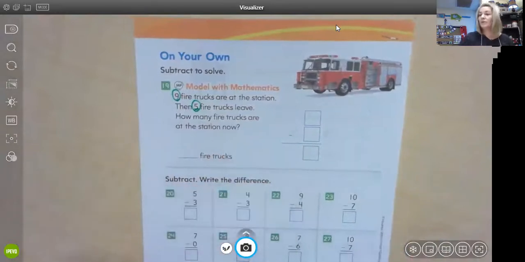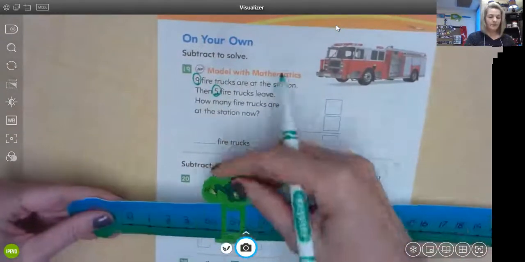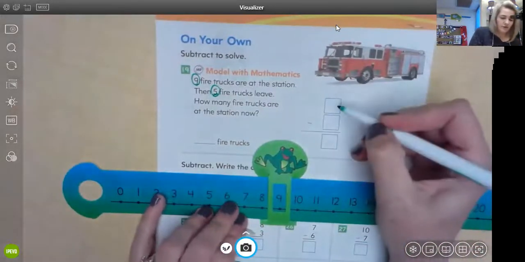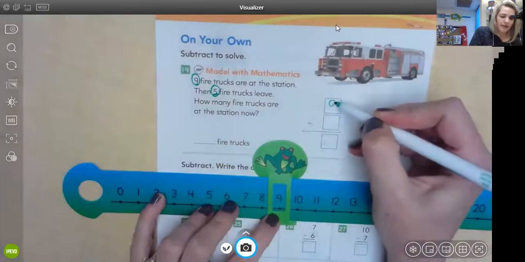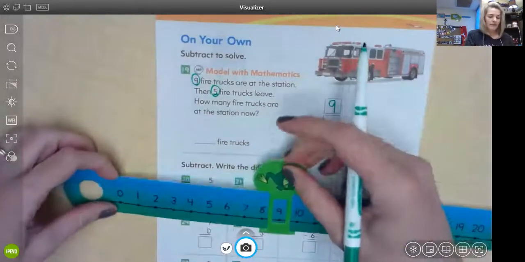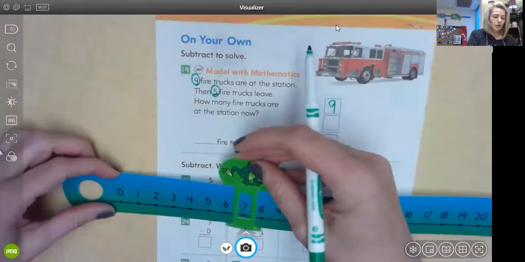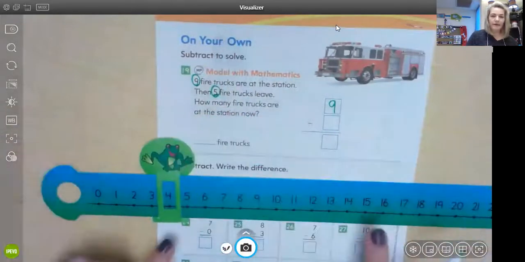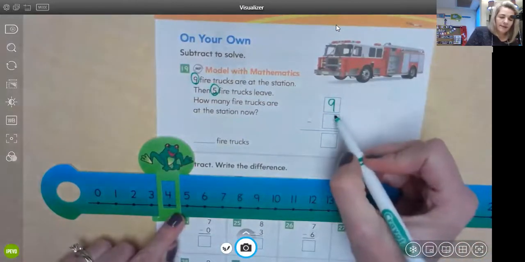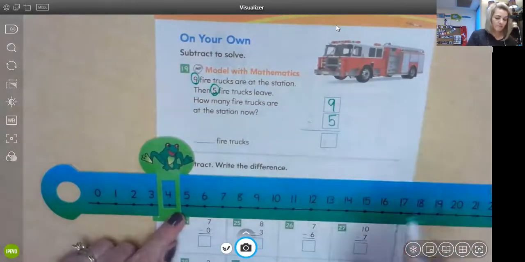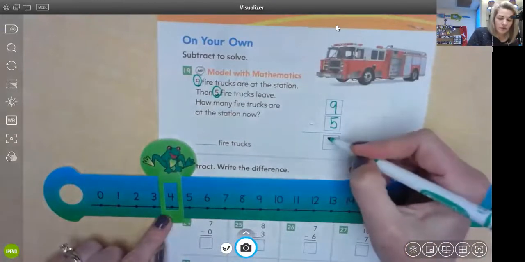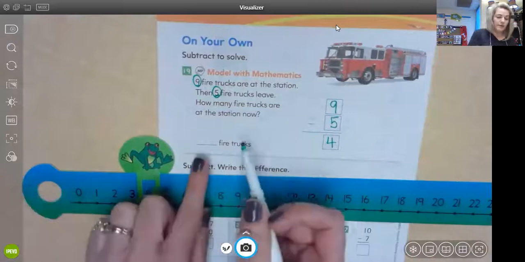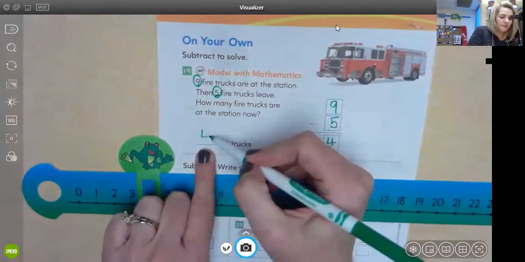Okay, so let's grab our jumping frog. We started with 9 fire trucks, not just trucks, fire trucks. We have 9, and we're going to jump back 5. 1, 2, 3, 4, 5. Okay, I jumped back 5. So 5 left the fire station, and my jumping frog shows that there are 4 fire trucks at the station now. So how many fire trucks are at the station now?